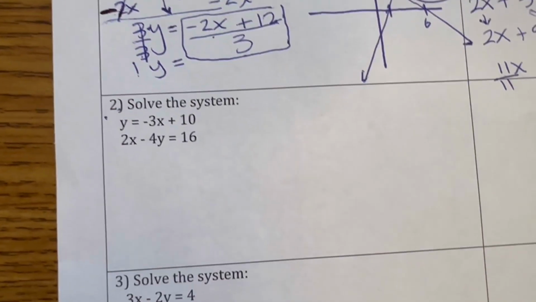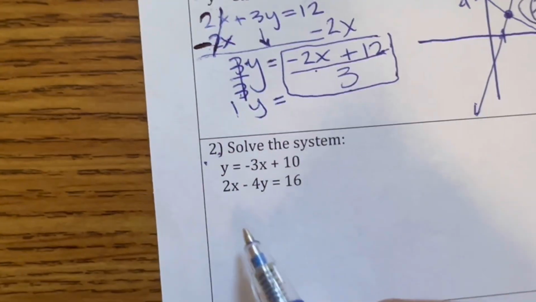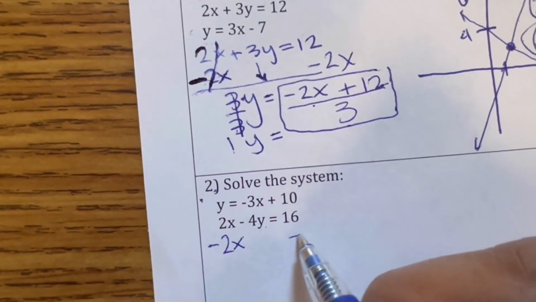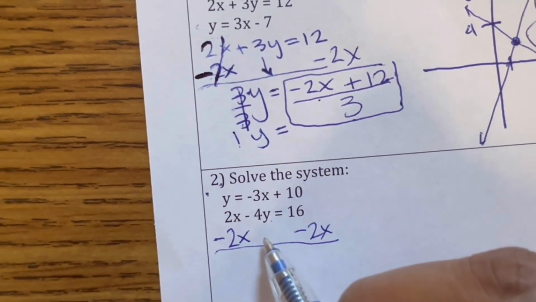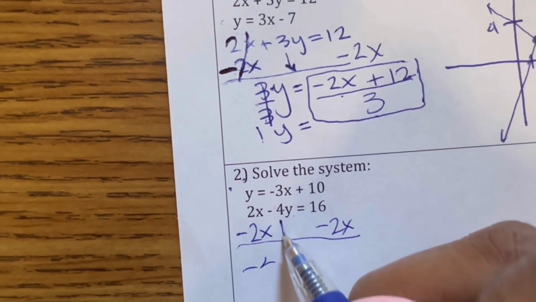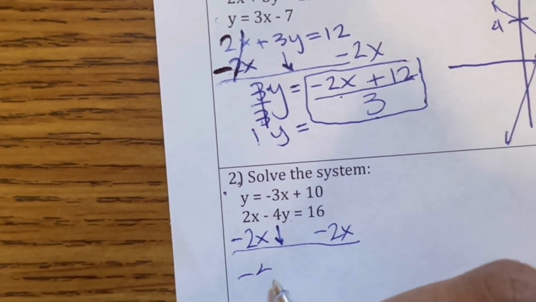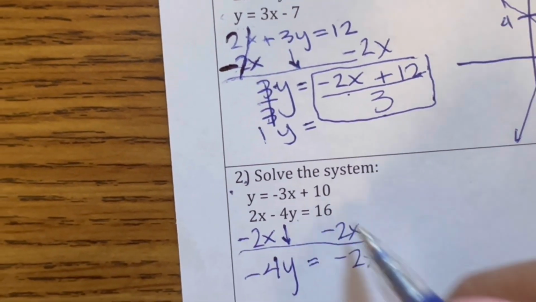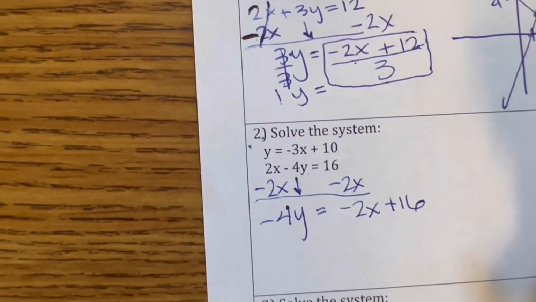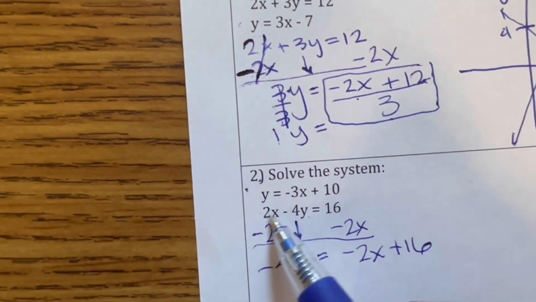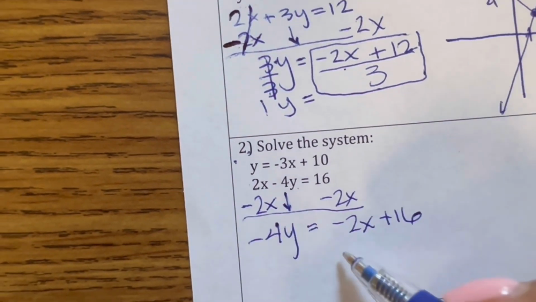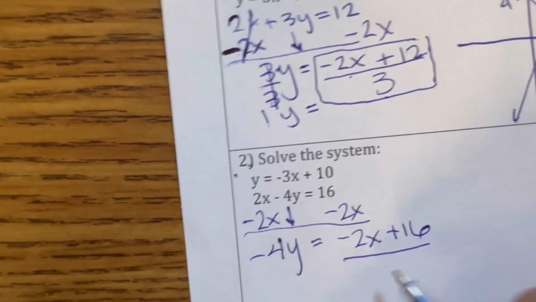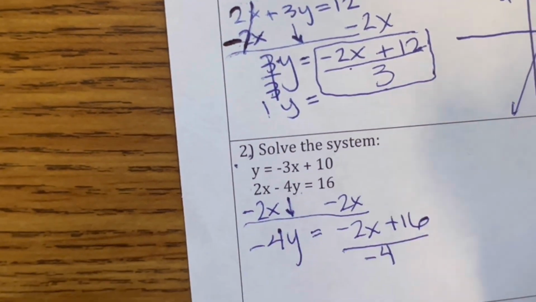So let's see if you got number 2 correct, right? Y needs to be by itself, so we're gonna subtract 2x, subtract 2x. Bring down the negative 4y equals subtract 2x, add 16. This can be done very quickly in your head. Subtract 2x, divide by -4. The negative does not go away.